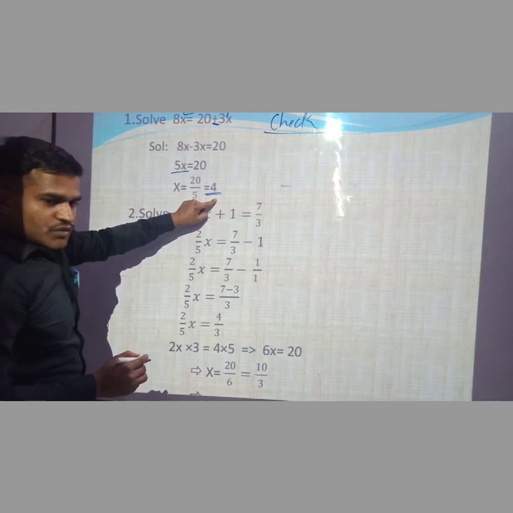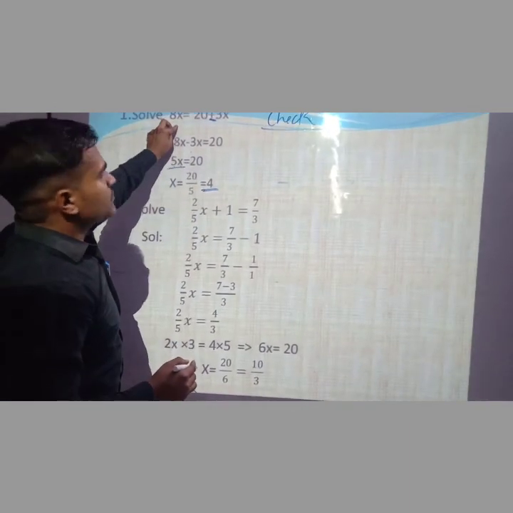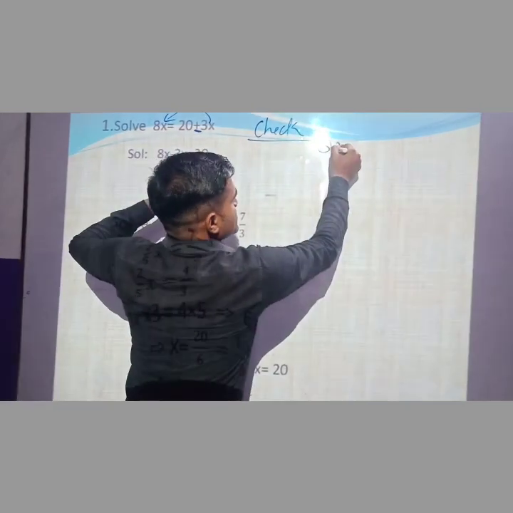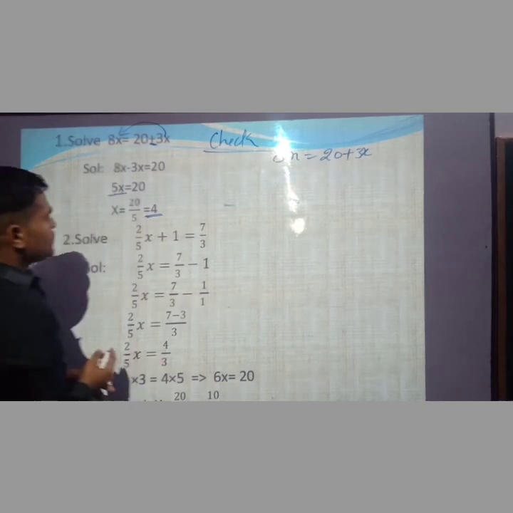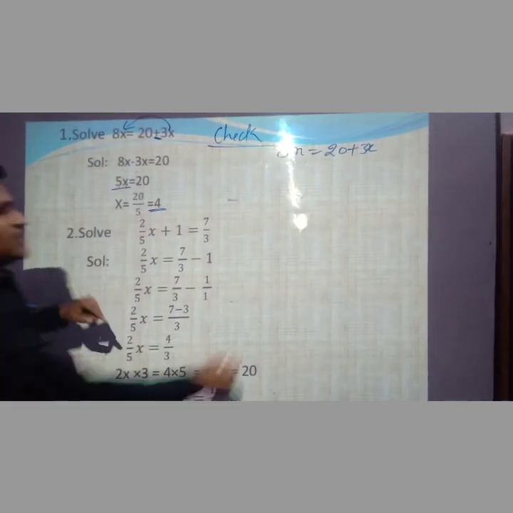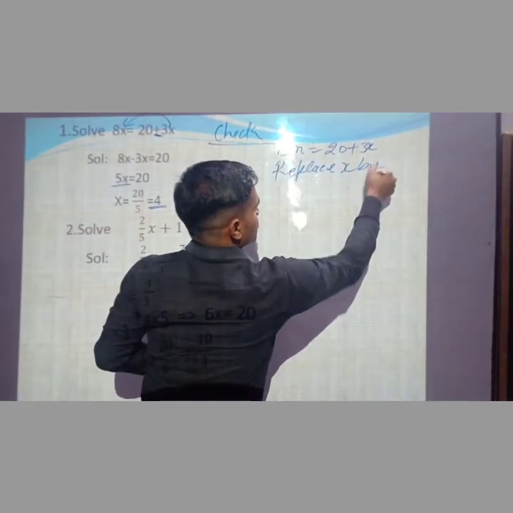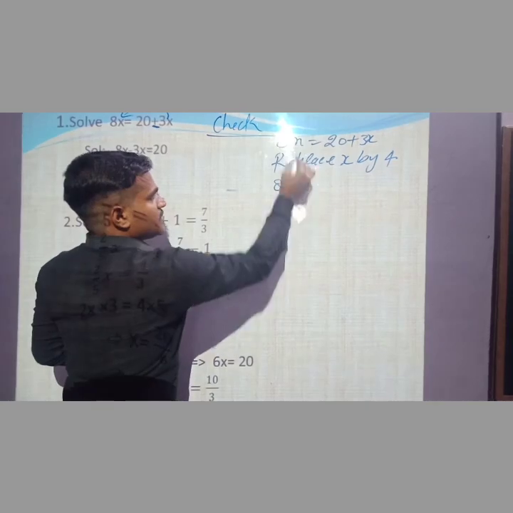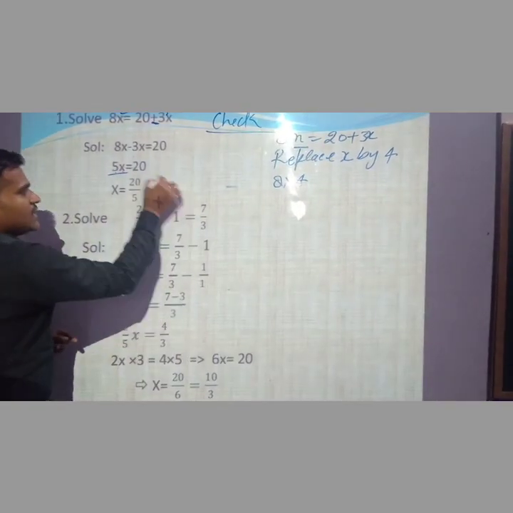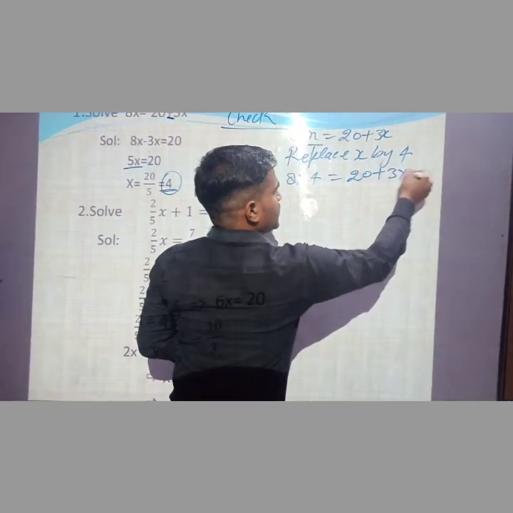What we get? 4. So put the value of 4 in both sides. 8x is equal to 20 plus 3x, that is given. Replace x by 4. So 8 multiplied by 4, replace x by 4 because we get here 4 as a solution, is equal to 20 plus 3 into 4.